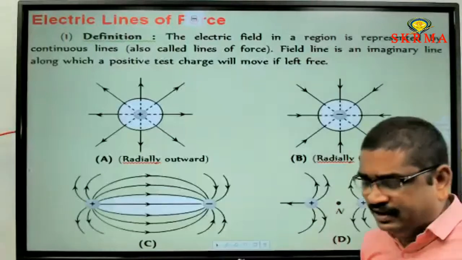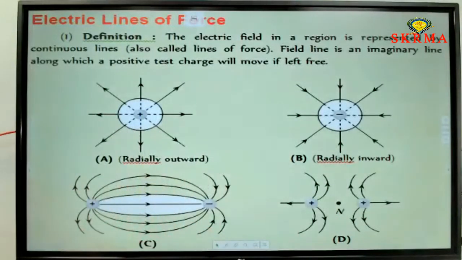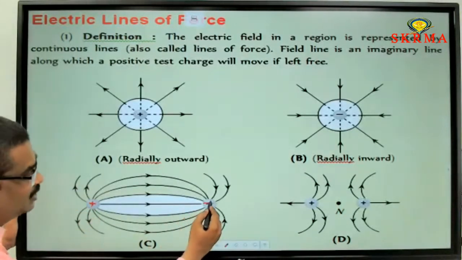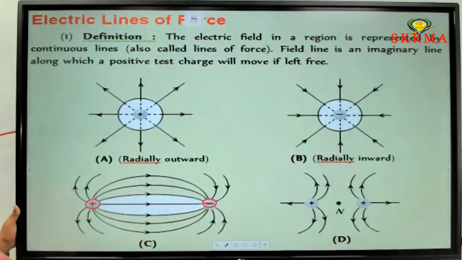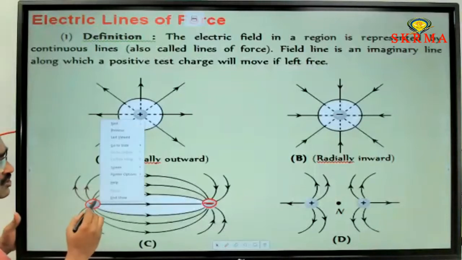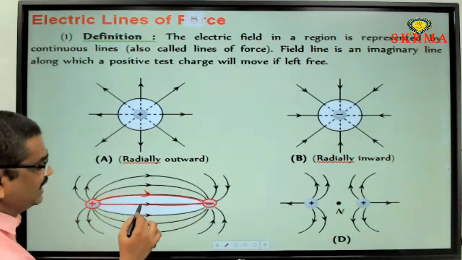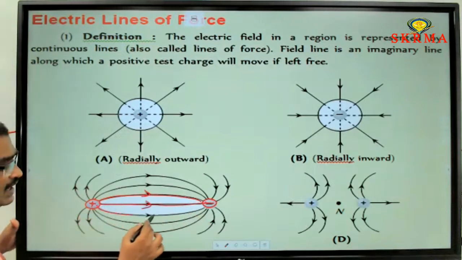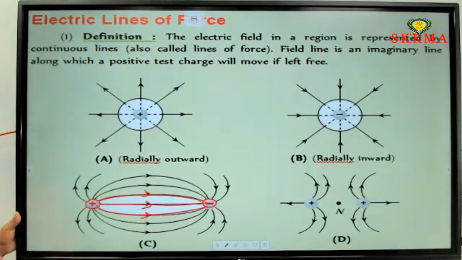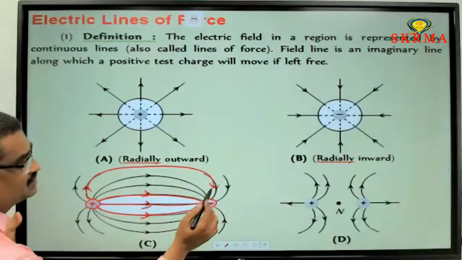Now, for a dipole, what is the direction of electric field lines? A dipole means a positive and a negative charge separated by some finite distance. For this, electric field lines are directed like this. They start at the positive charge and end at the negative charge. For a dipole, electric field lines are like this.